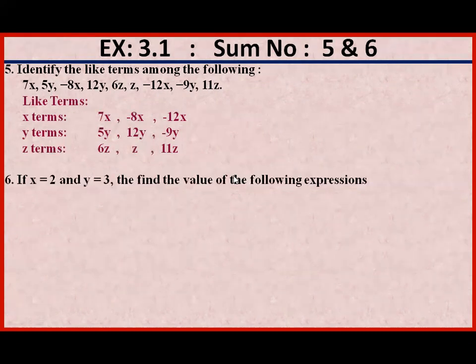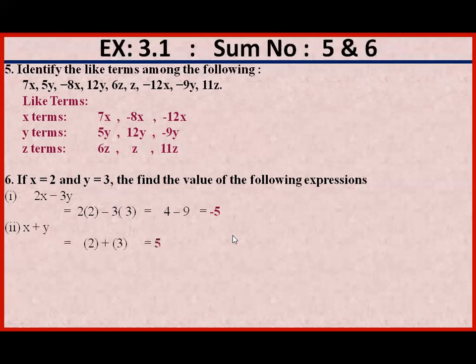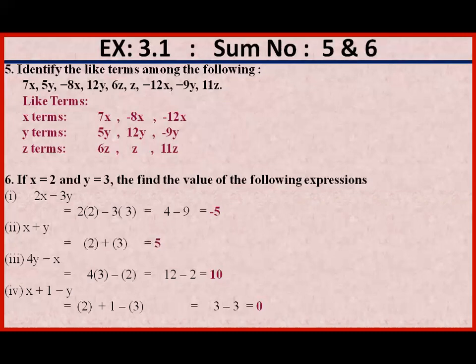If x is equal to 2, y is equal to 3, then find the value of the following expressions. 2x minus 3y. So 2 into x is 2 minus 3 into y is 3. 2 2s are 4, 3 3s are 9. 4 minus 9 is minus 5. The second one is x plus y, so 2 plus 3 is 5. 4y minus x. So 4 into 3 minus 2. 12 minus 2 is 10. x plus 1 minus y. 2 plus 1 minus 3, which is 3 minus 3 is 0.